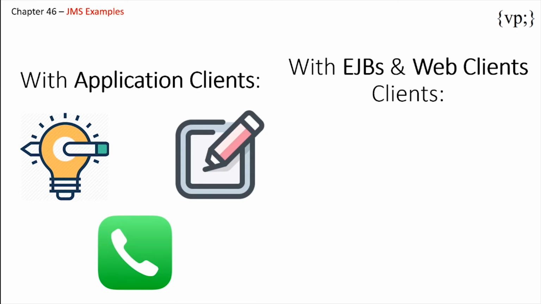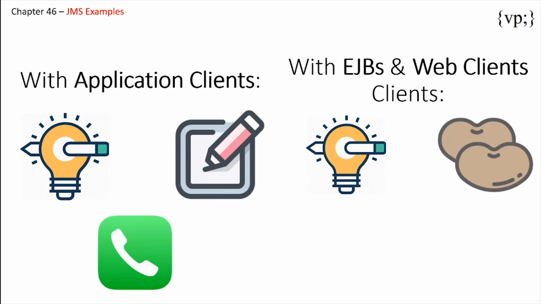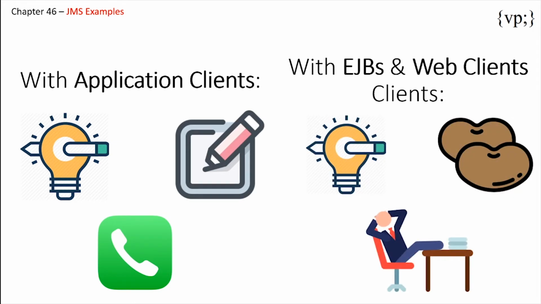But with EJBs and web clients, it's a little bit different. You first have to, of course, define a class that implements the message listener interface. Then you would have to configure a message listener class to be a message-driven bean. And then third, you would have to let the application server take care of the rest. A great characteristic of message-driven beans is that they can implement any kind of messaging service, but in our case, we'll just stick to JMS.